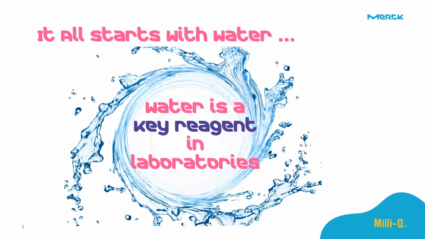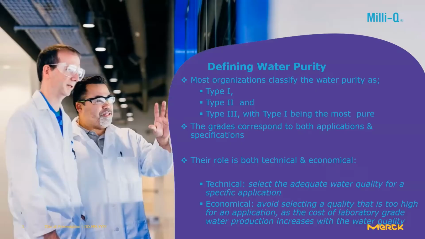So when it comes to laboratory, it all starts with water, and it's actually a very key reagent in the laboratories. Since water can't be used the way we get it naturally, there is need to purify this water to get rid of various contaminants that are in the water, and therefore this is where we come in with the water purification system. And what does the water purification system do?